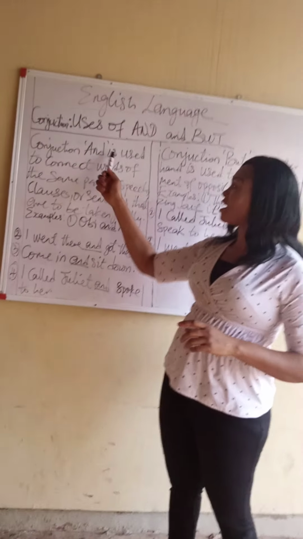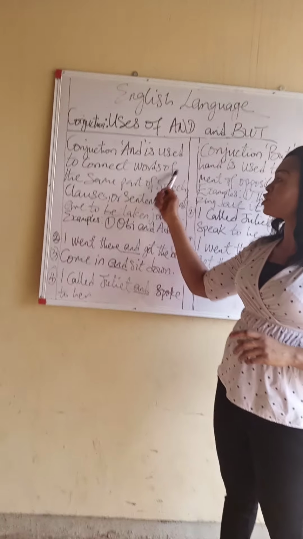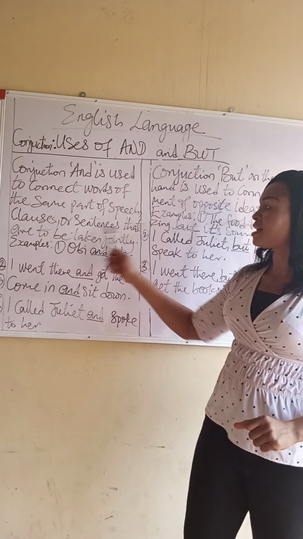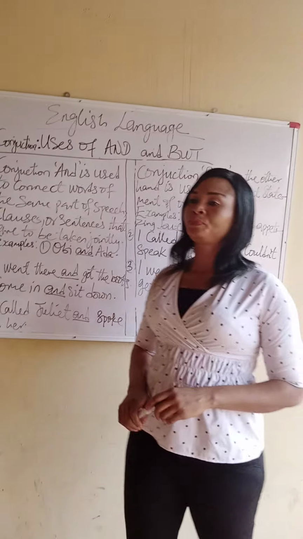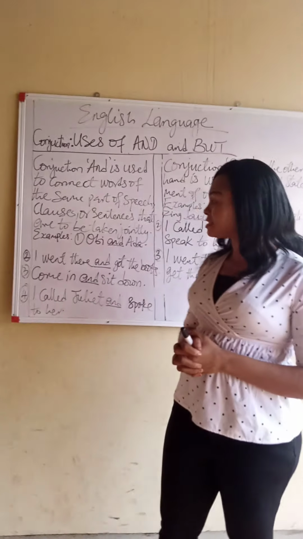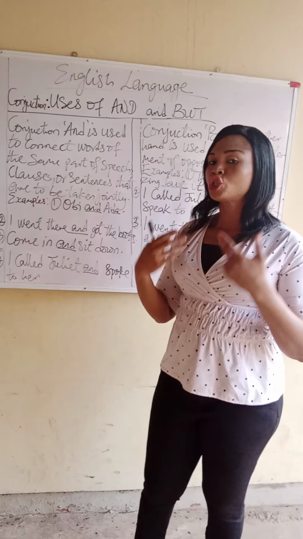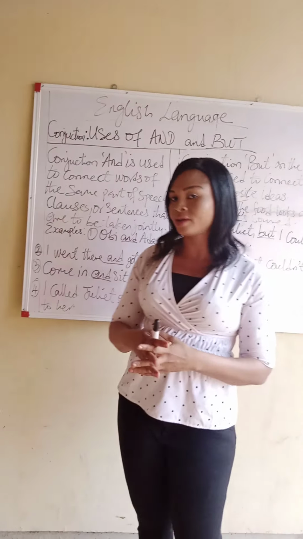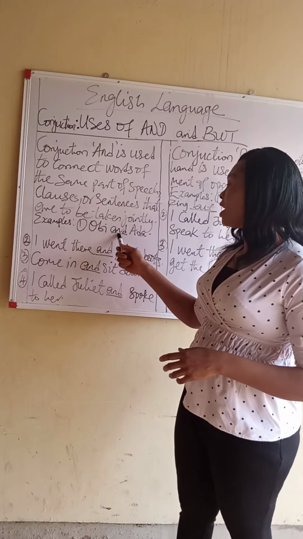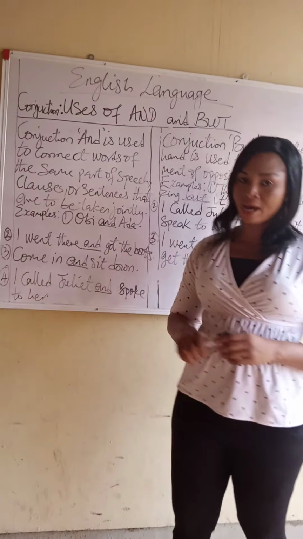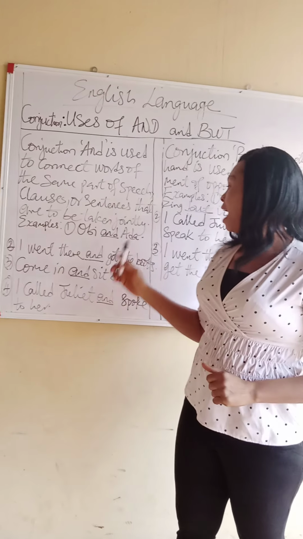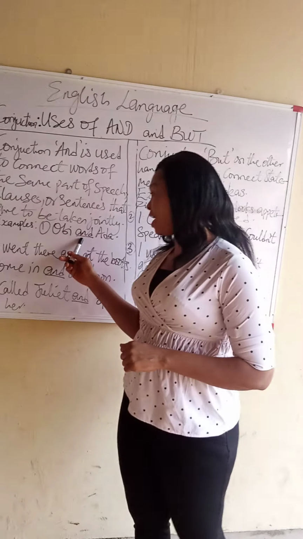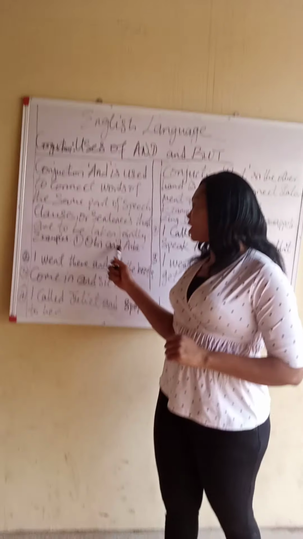So the conjunction "and" is used to connect words of the same part of speech, clauses, or sentences that are to be taken jointly. What does that mean? It means that we use "and" to connect words of the same part of speech together. We have an example, Obi and Ada. Obi is a noun. A noun is a part of speech. Ada is also a noun. So to join them together, we use "and". That is why we have Obi and Ada.